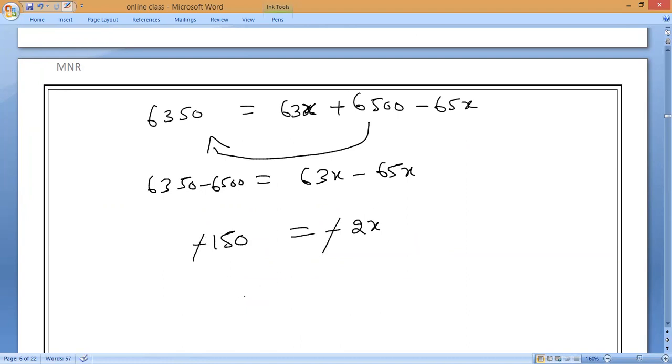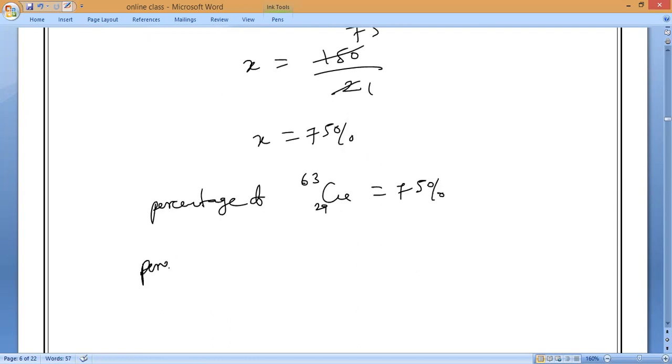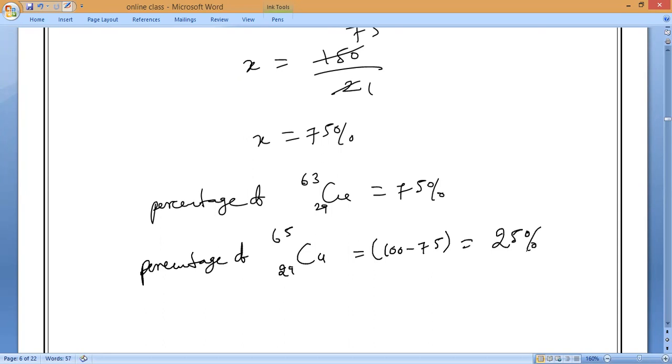Yes or no, guys? Both will get cancelled. x equals 150 divided by 2. So x equals how much? 75%. So the percentage of copper 63 is 75%. Then what about the second one? Percentage of copper 65, how much? 100 minus 75, which is equal to 25%. 25%. Clear, everybody?